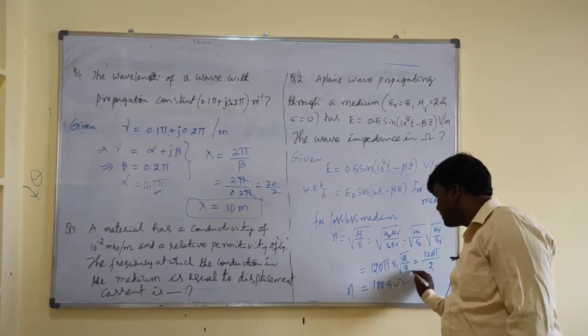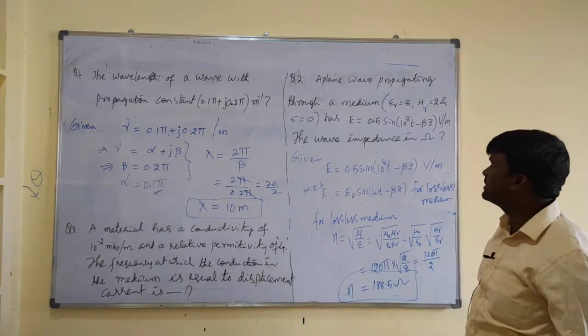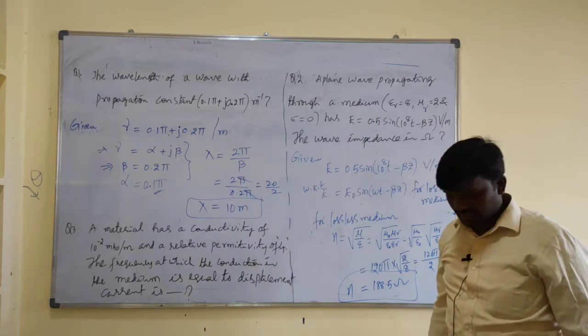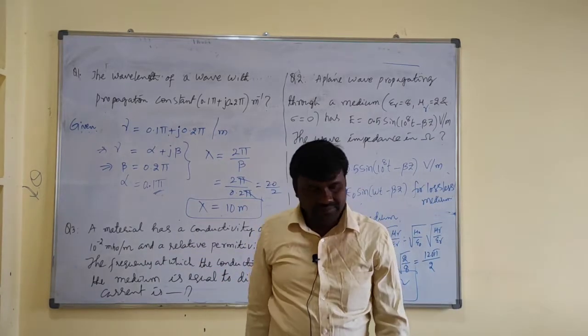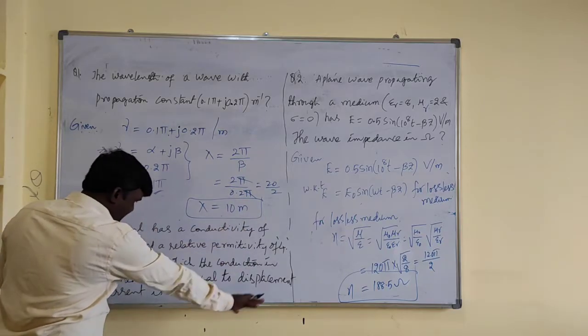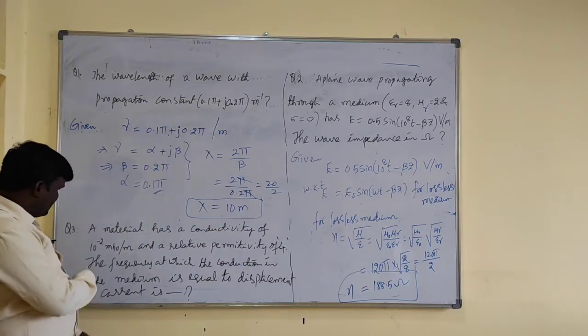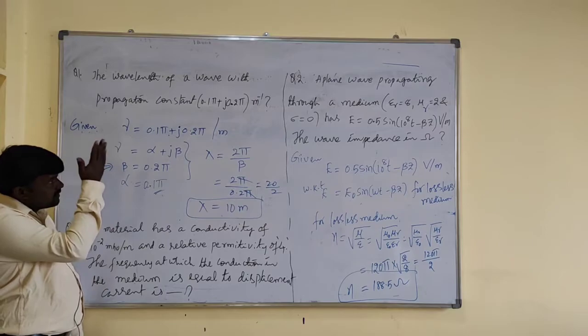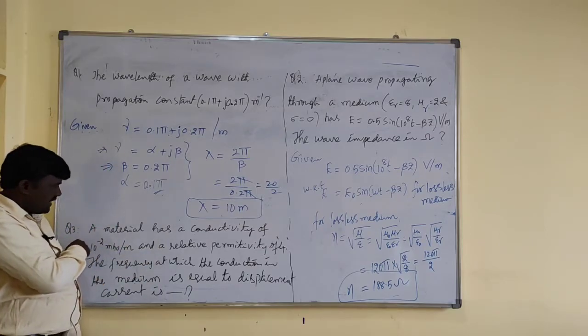188.5 ohms. So, this is the calculation of the intrinsic impedance from the given data. Now, move on to the third one. Of course, the font size is small. Sorry for that, because of the space problem I wrote it like this. I will study this one.